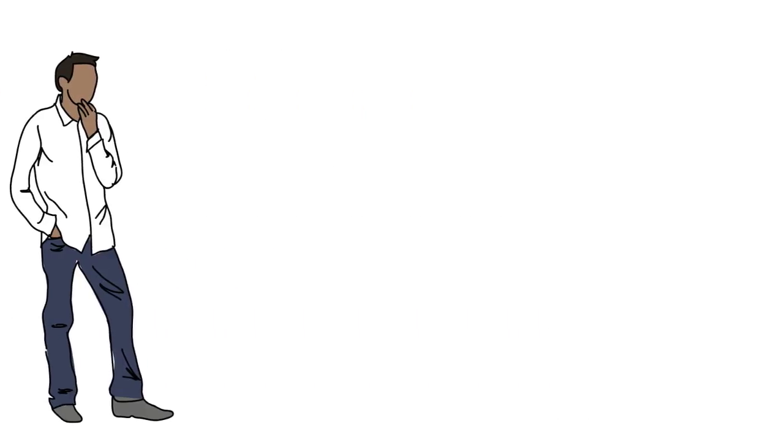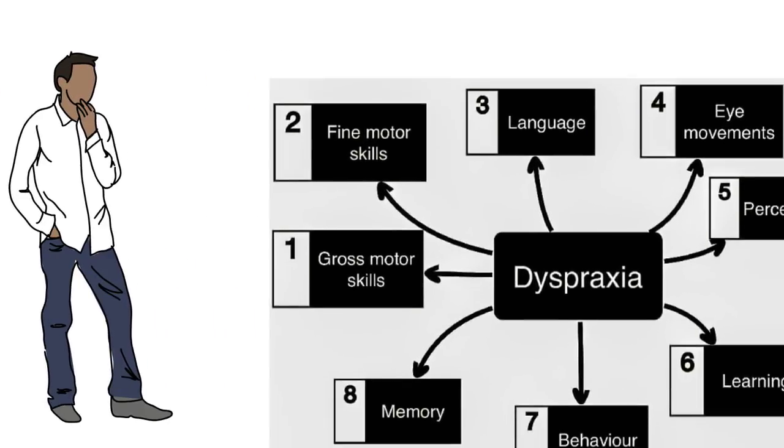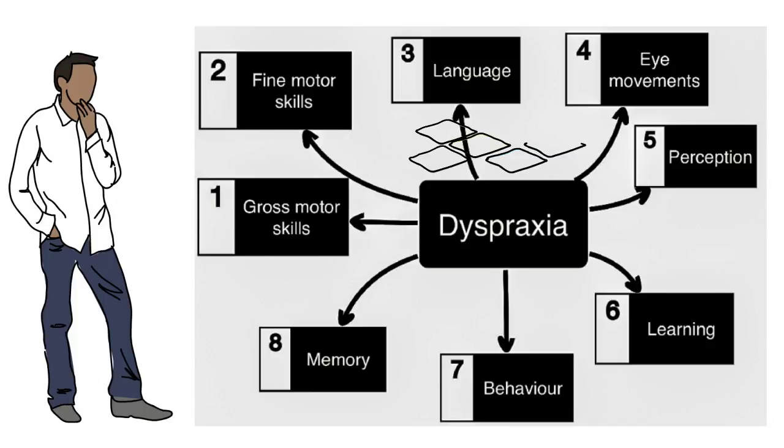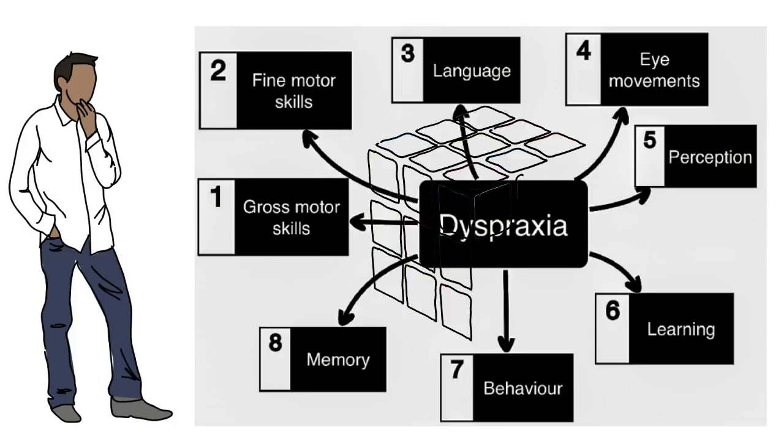Dyspraxia is a condition that can affect gross motor skills, fine motor skills, language, eye movements, perception, learning, behavior, and memory. So to me, dyspraxia is a Rubik's Cube. Now hear me out. A Rubik's Cube is complex because aligning the various colors of the Rubik's Cube is difficult, and it appears that it is similarly difficult to align all the characteristics of dyspraxia.